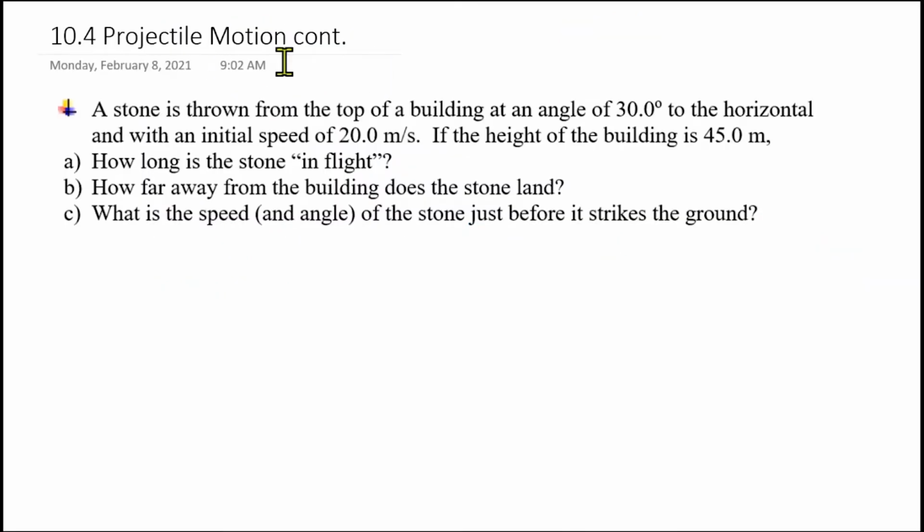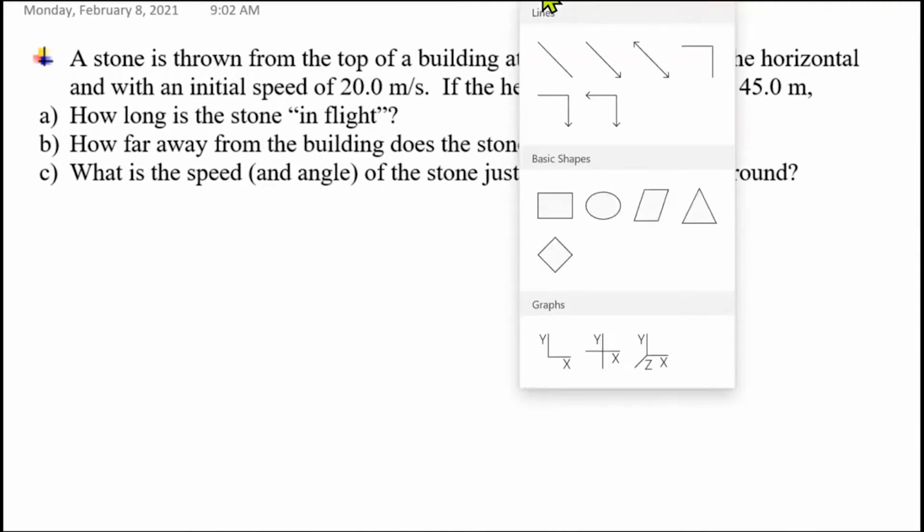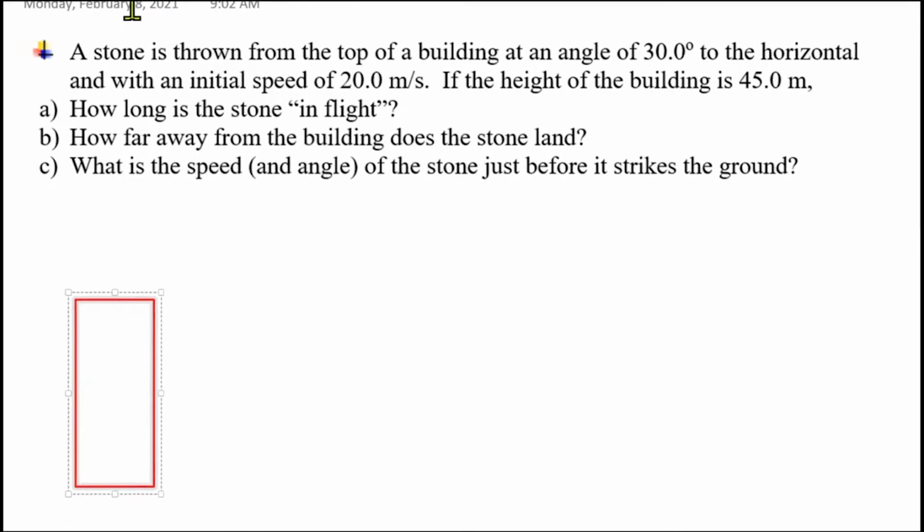Okay, and we're continuing with projectile motion. So let's read this question together. A stone is thrown from the top of a building at 30 degrees to the horizontal with an initial speed of 20 meters per second. So let's start sketching this thing. So here's, let's say it's a building. Okay, and we throw a stone at a 30-degree angle.